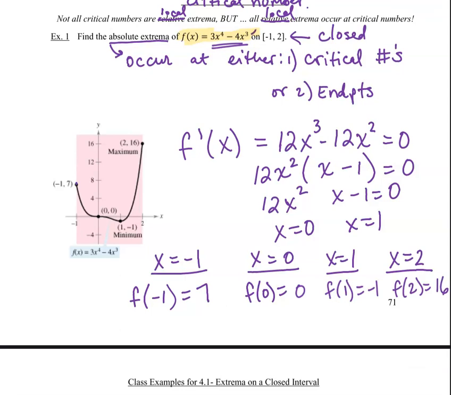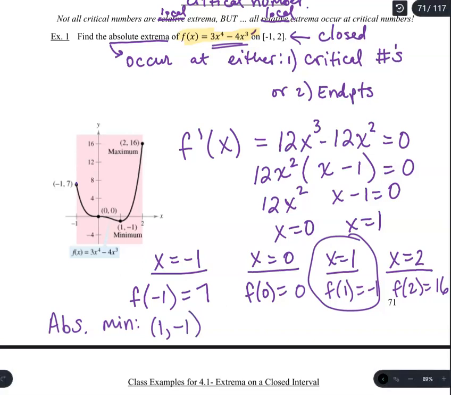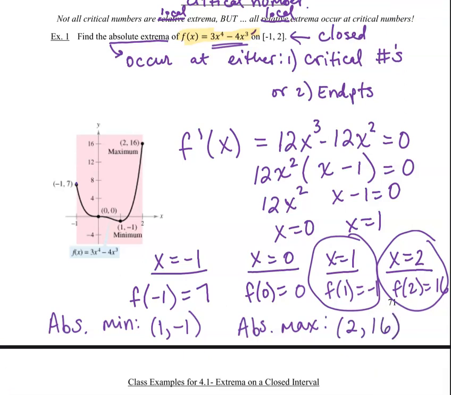So in this closed interval here, where is the absolute maximum and the absolute minimum? The absolute minimum would occur where the smallest y value was, and that was here. So that would be at 1, -1. If I said, what is the absolute minimum value, you would tell me -1. Value would be the y value. The absolute maximum would be where the biggest value was, and that would be right here. So that would be at the ordered pair 2, 16.